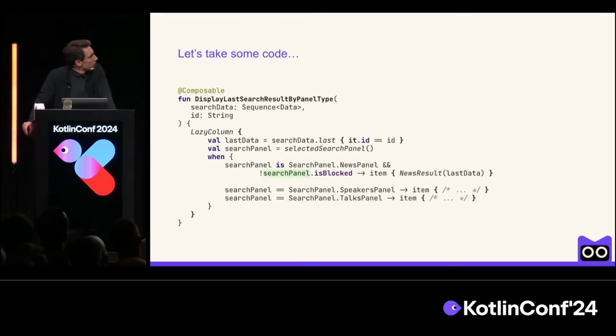We'll be using this code over the few examples, so let me explain it a bit. Here we define a composable function designed for use in UI, but it actually doesn't really matter. It takes a sequence of data and an ID string as parameters, and within a lazy column, it finds the last data object matching the given ID. Then, based on the type of the selected source panel, it conditionally displays different UI elements. And if the panel is a news panel and not blocked, it displays news result with the found data.